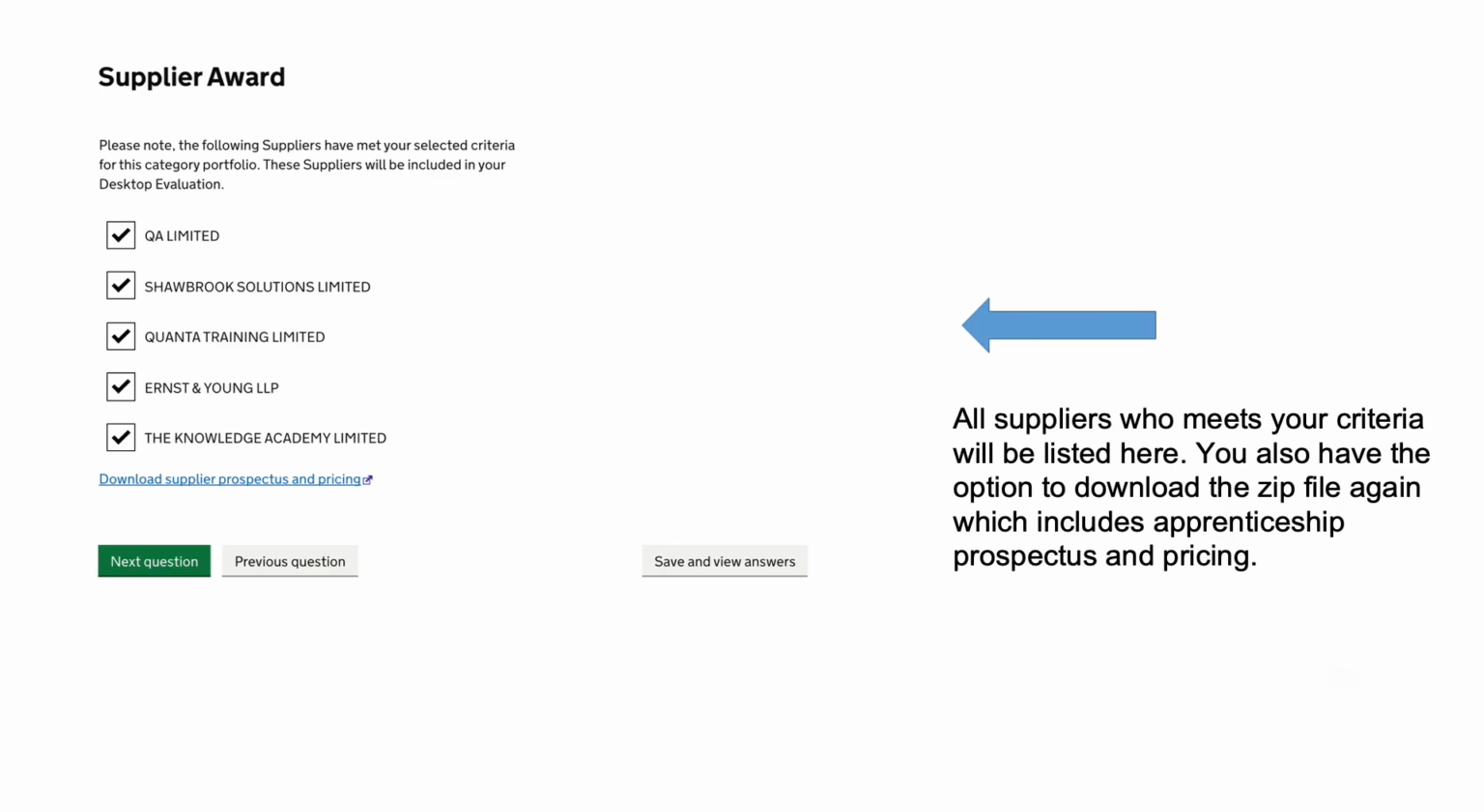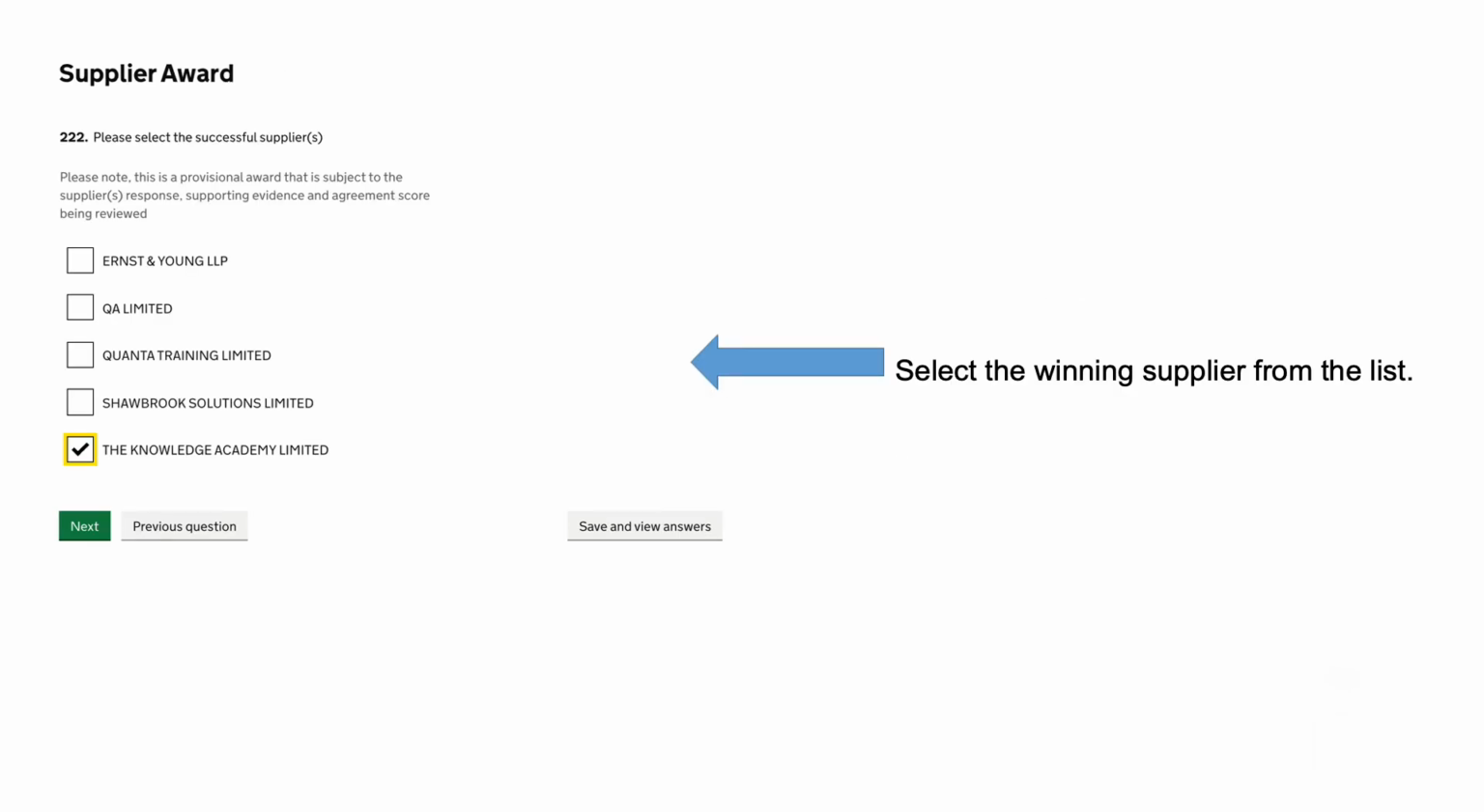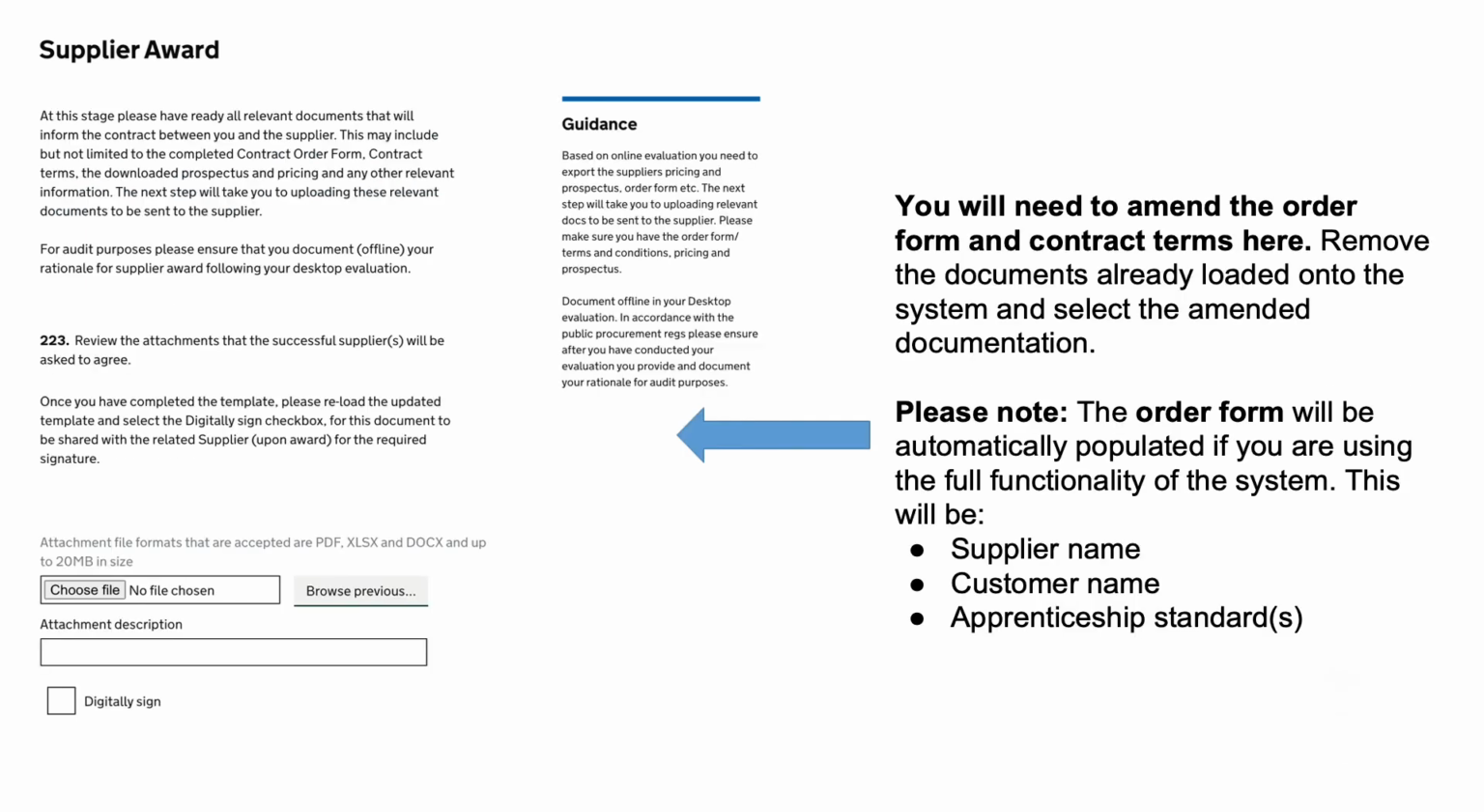Again, this is where you would select which supplier you would like to award to. And obviously they're all ticked, but you would select the one that is meaningful to you, as we've done on the next screen. So in this instance, the Knowledge Academy would be the winning bidder. So again, we would select next.